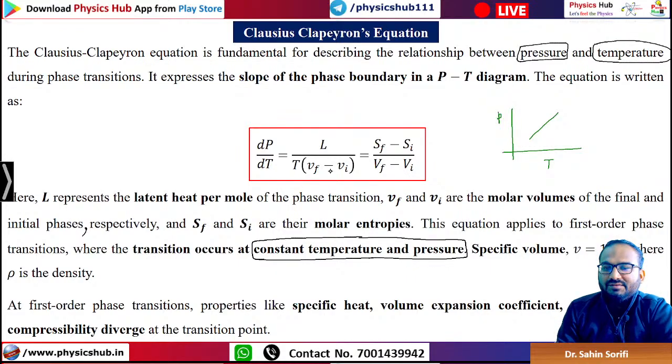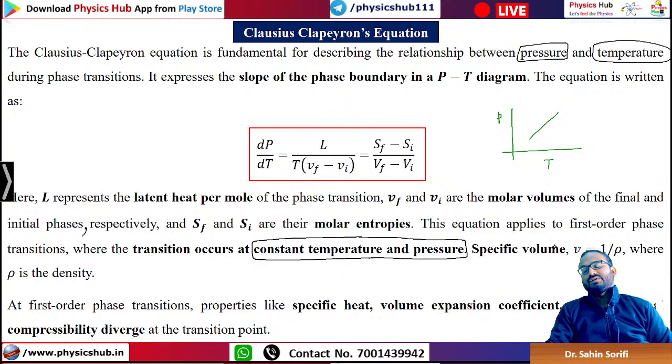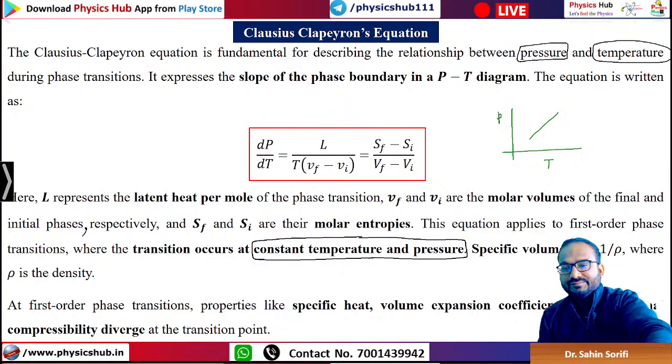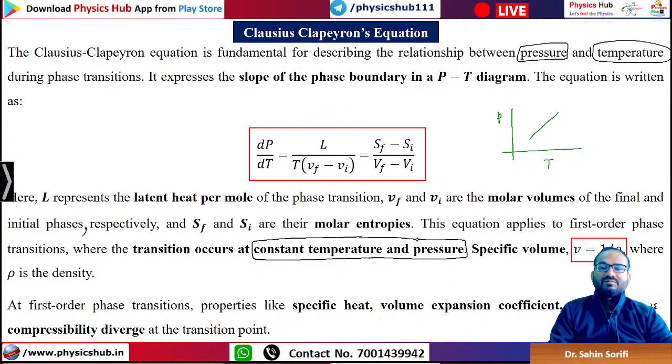Here you see Vf and Vi, molar volumes. So specific volume is a term that is given by V is equals to 1 by rho, where rho is the density, specific volume and molar volume. So you can use V is equals to 1 by rho if density is given. If you are not given a specific volume, if you are given density, then you can use this formula V is equals to 1 by rho to calculate this V term.